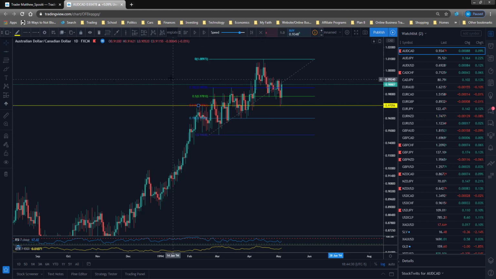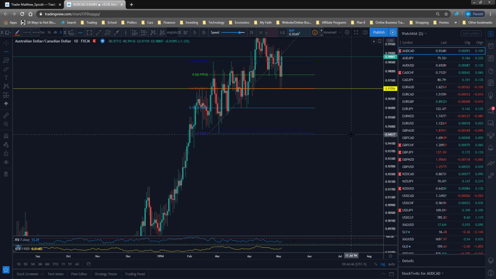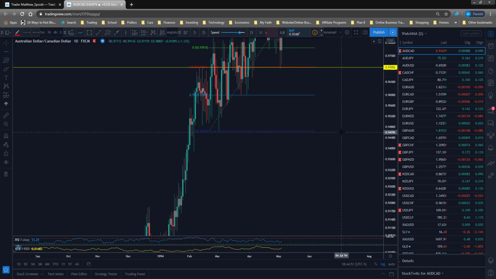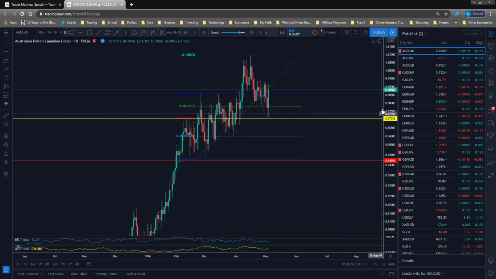I'll put my entry, my stop loss right here, 10 pips below the low. This is 94.64, so we'll go 94.54. Okay, I'm going to have to stretch this chart out here. It keeps jumping on me. Actually, it's 94.65, so let's go to 94.55. There we go. Perfect. Right there. That's exactly what we wanted.